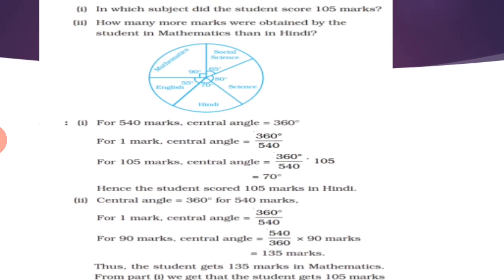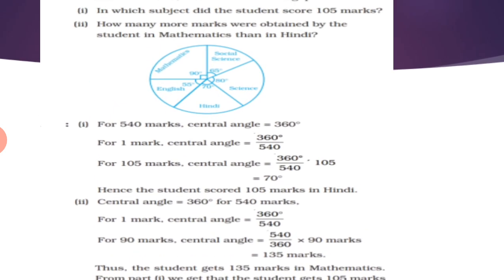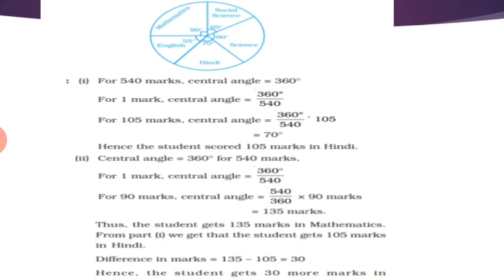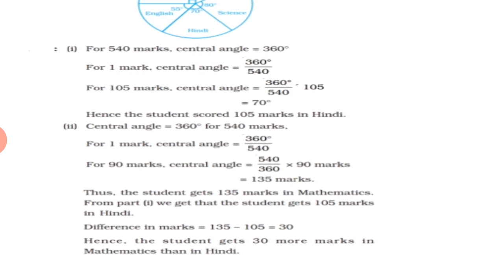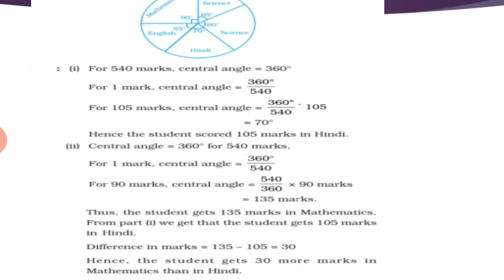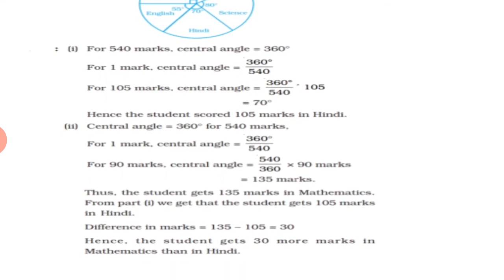Second question is, how many more marks were obtained by the student in mathematics than in Hindi? Now, Hindi marks we already know, right? Now, again for mathematics, central angle is 360 for 540 marks. For 1 mark, it is 360 by 540. For 90 marks, it is not 90 marks, it will be 90 degree. For 90 degree, it is 540 by 360 into 90. When you cut everything, you will get 135 marks.